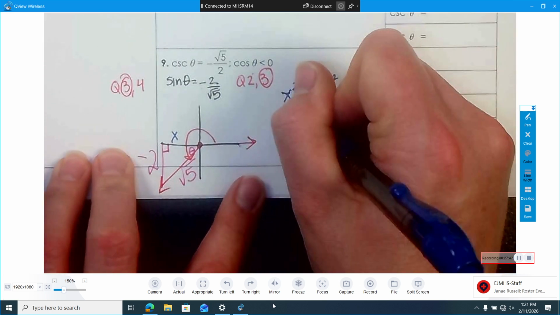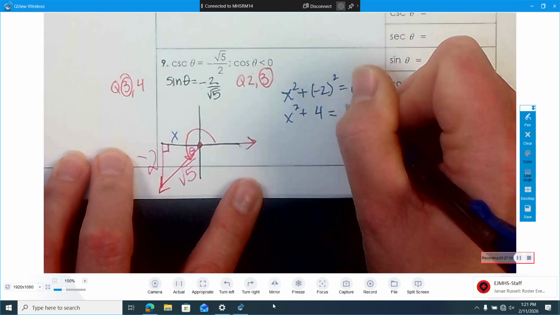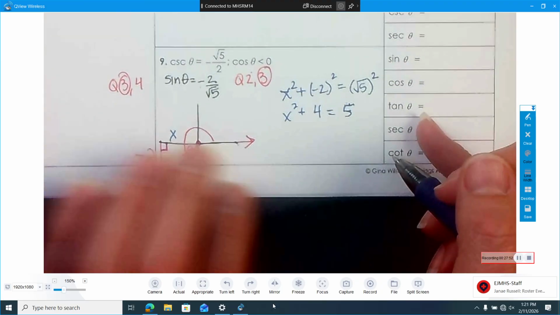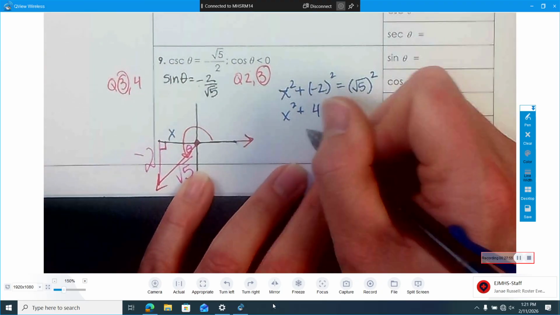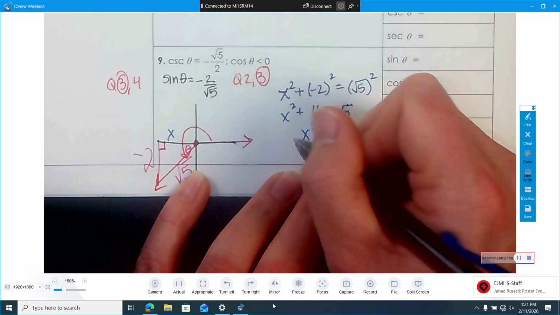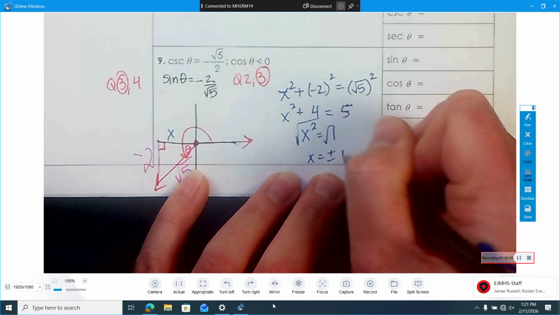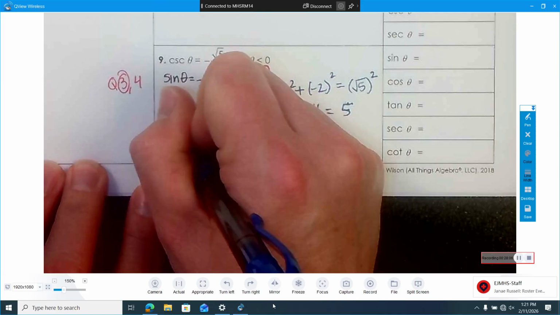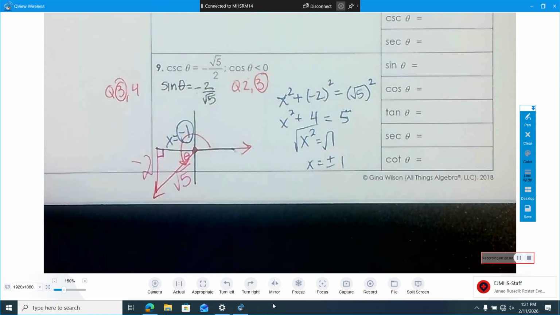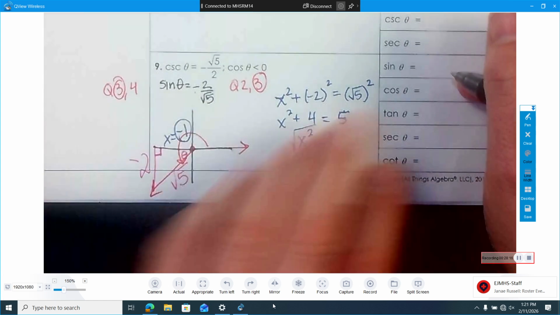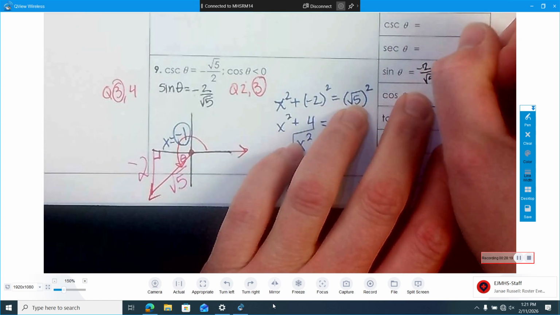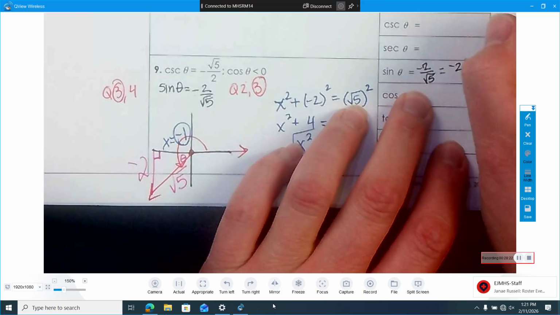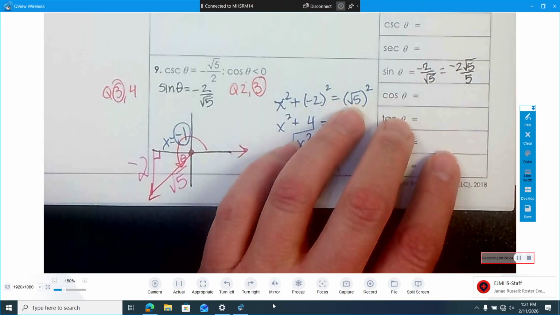And yes, we can do the math, and Will did it faster than most normal human beings. It's just weird. Okay, I'm going to subtract the 4. I get x squared equals 1, and then we take the square root of that, which is, of course, plus or minus 1. And what should our x be? Negative 1, yes. Okay, so our x is negative because we're in negative land. The sine is negative 2 over root 5, but of course we need to rationalize that. So negative 2 root 5 over 5.